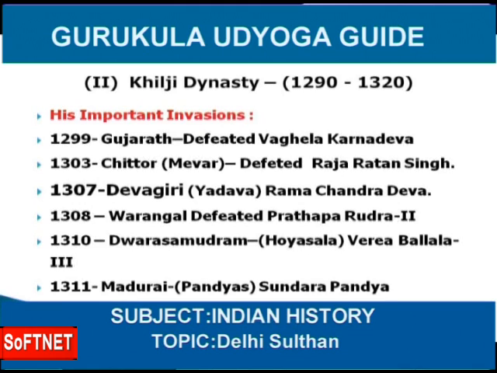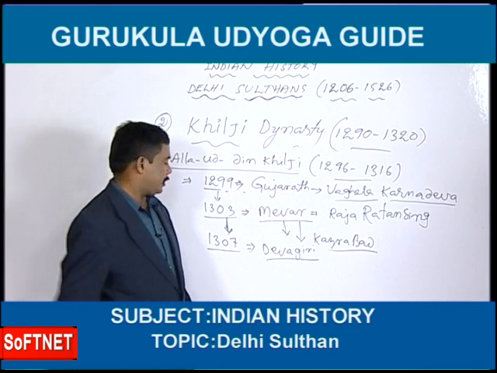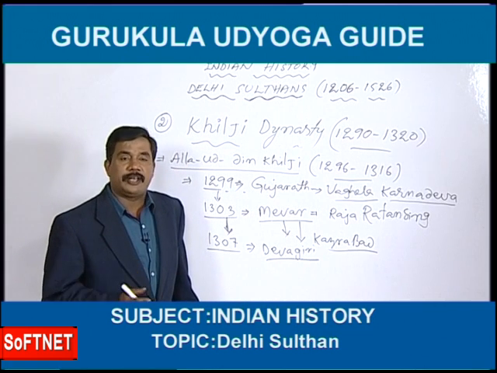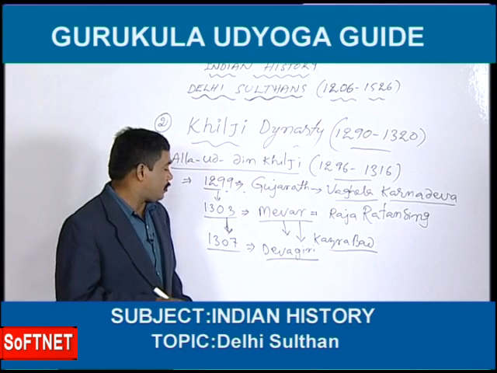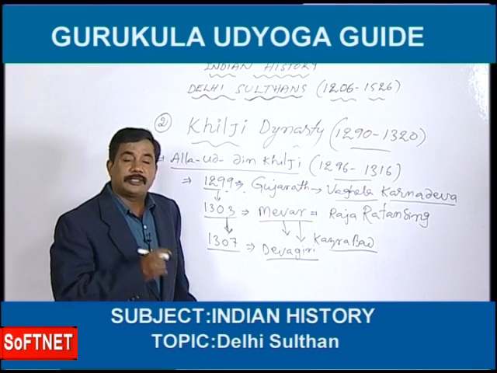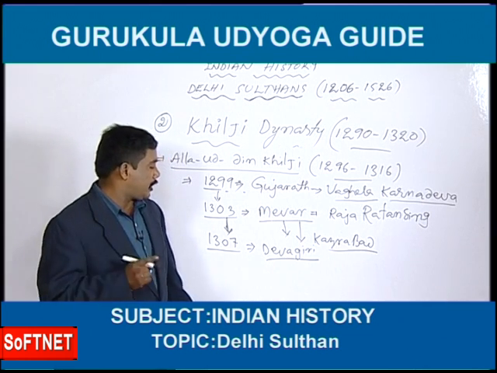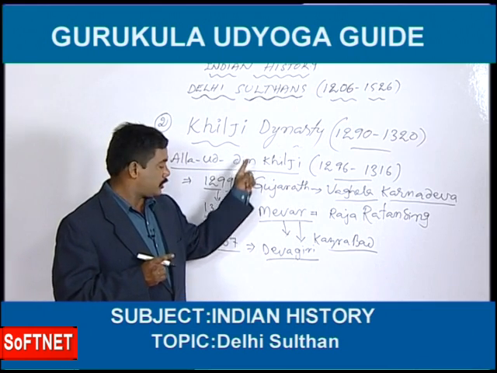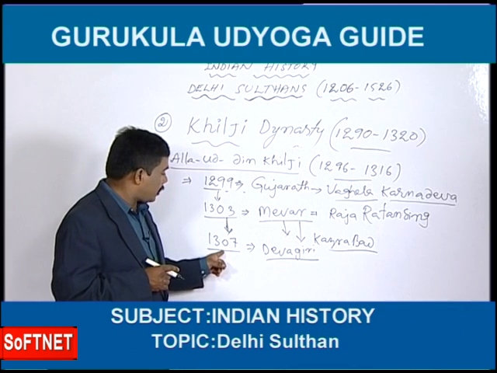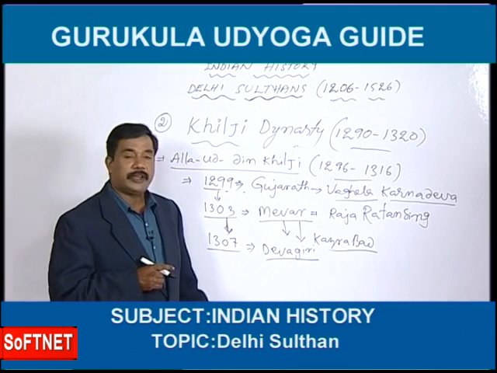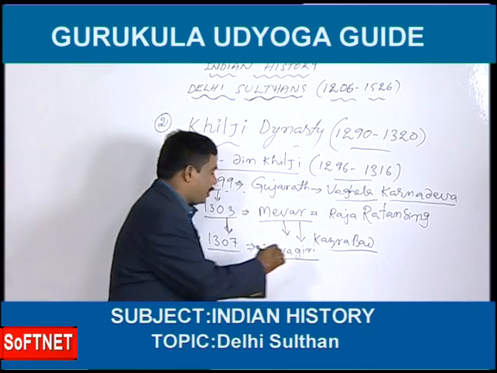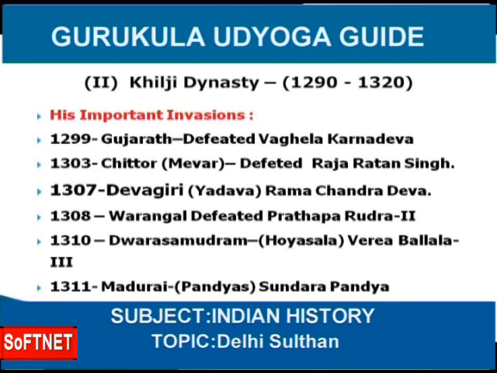And in 1307, he attacked Devagiri. Who was the ruler of Devagiri? Ramachandra Deva. This is a South Indian kingdom. So the first South Indian kingdom attacked by the Delhi Sultans was Devagiri. Alauddin Khilji defeated Ramachandra Deva of Devagiri, who accepted to pay tax to Alauddin Khilji.